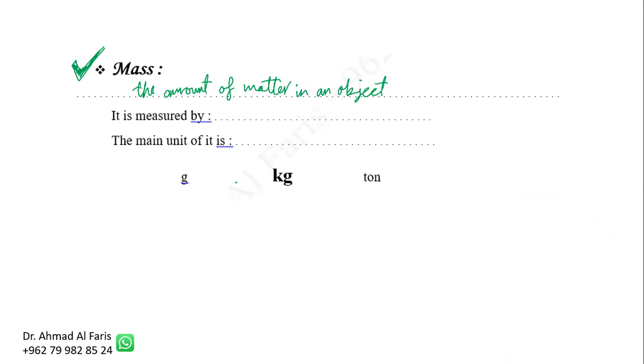Okay, and it is measured by a balance scale. Don't say balance only. Say balance scale, or top pan balance, or two pans balance. So the idea is that we have to say a scale. And the main unit is kilograms. We have to know how to convert from grams to kilograms and how to convert tons to kilograms.